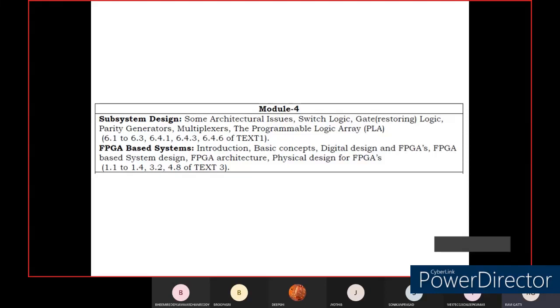We have studied module number 4. Module number 4 is nothing but the subsystem design. Whatever we have studied till now, the adder, multiplexer, and their implementation, now we are going to make use of those components to design a subsystem. When you want to design the subsystem, what are the available platforms for the implementation? All of this you are going to study in module number 4.